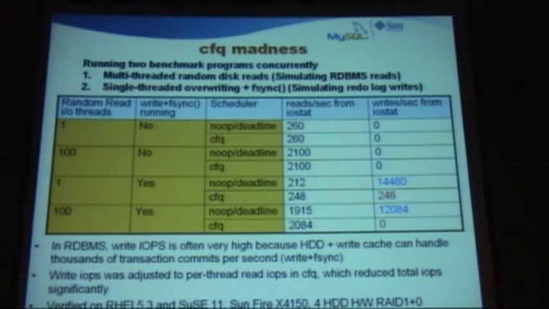Here is a typical benchmark to explain why CFQ is bad. I ran two benchmark programs concurrently. One simulates typical random database reads, so multi-threaded random disk reads. The other is single-threaded overwriting with fsync, simulating redo log writes. When no write happens, no difference was found between CFQ and deadline. Thanks to RAID and command queuing, it scales well on reads.